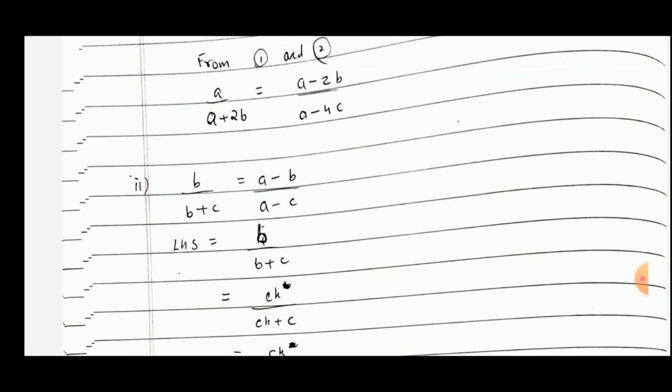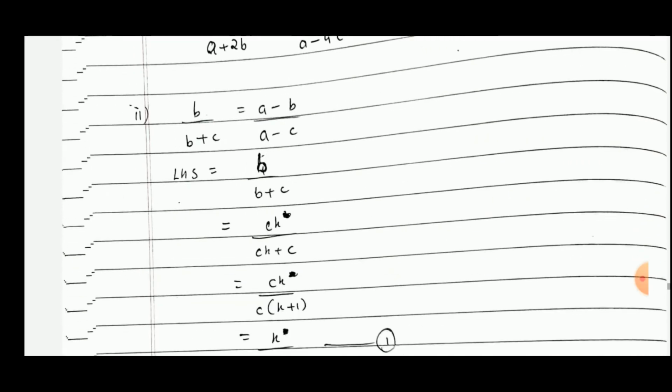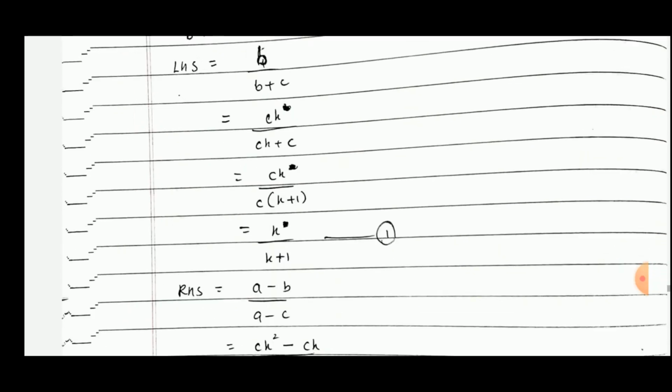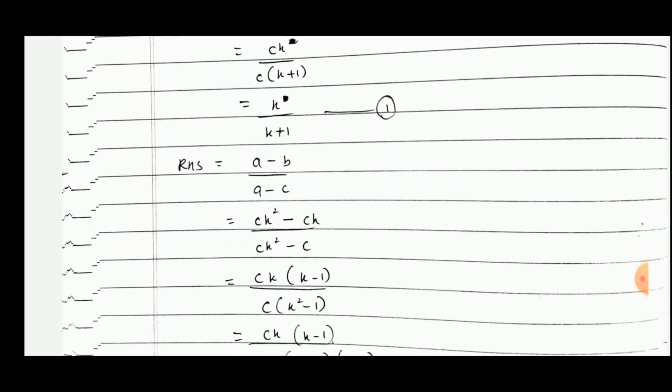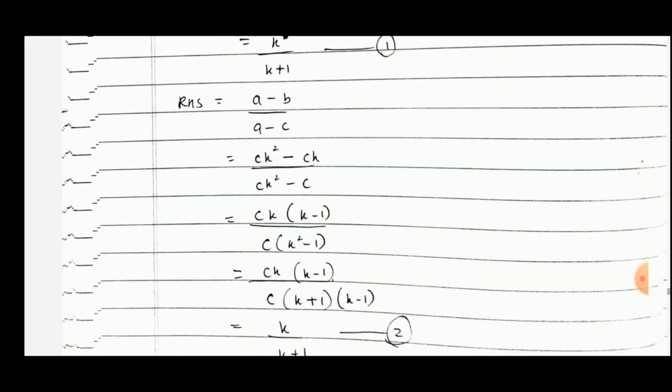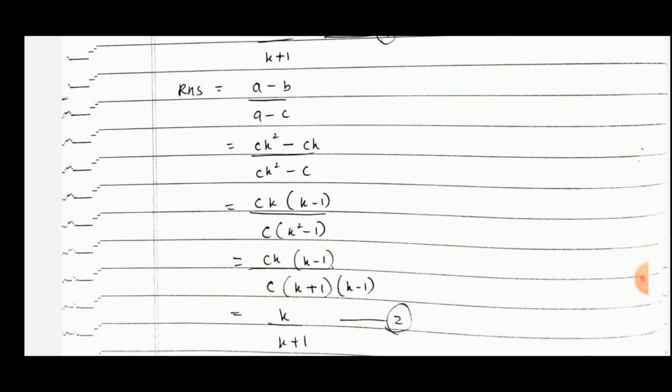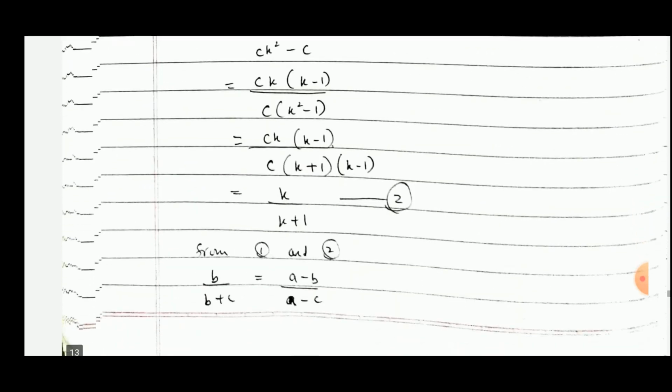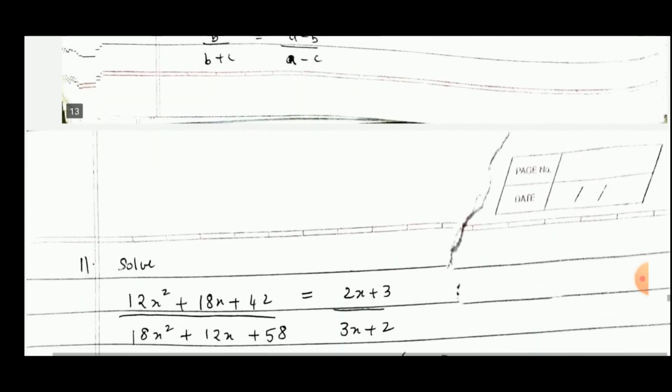Next, b upon b plus c is equal to a minus b upon a minus c. So this is equal to k upon k plus 1. Then RHS is equal to a minus b upon a minus c, that is ck square minus ck upon ck square minus c. So take out, this is k upon k plus 1. Now from 1 and 2, b upon b plus c is equal to a minus b upon a minus c.